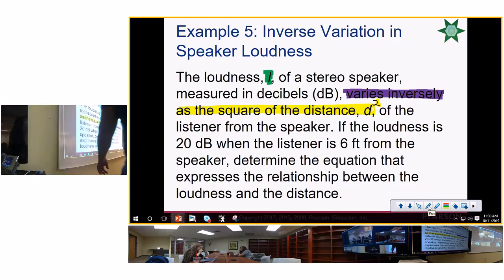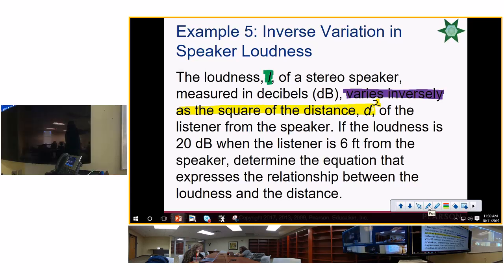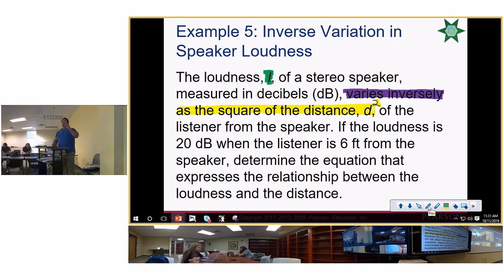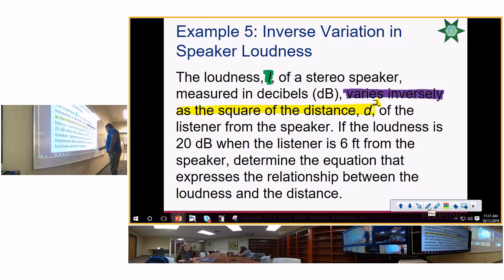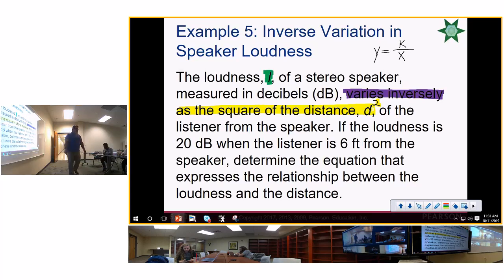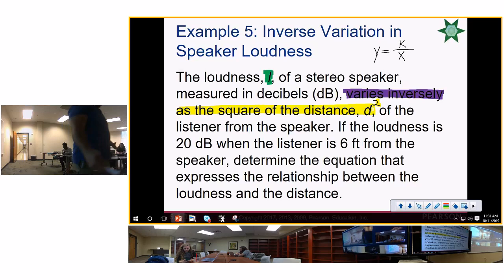If the loudness is 20 decibels, I want you to write the inverse formula with the new variables, and plug and chug. So write your new formula. Y is equal to K over X. And which one does not change? K does not change. You may have heard me say that 5,000 times the last two classes. Why am I repeating it so much? Because y'all change it. That's one of the mistakes y'all make.